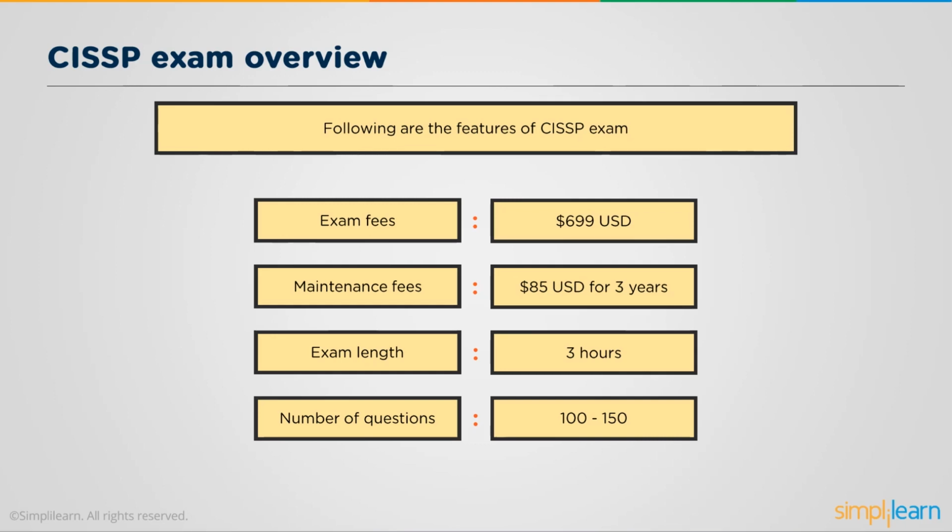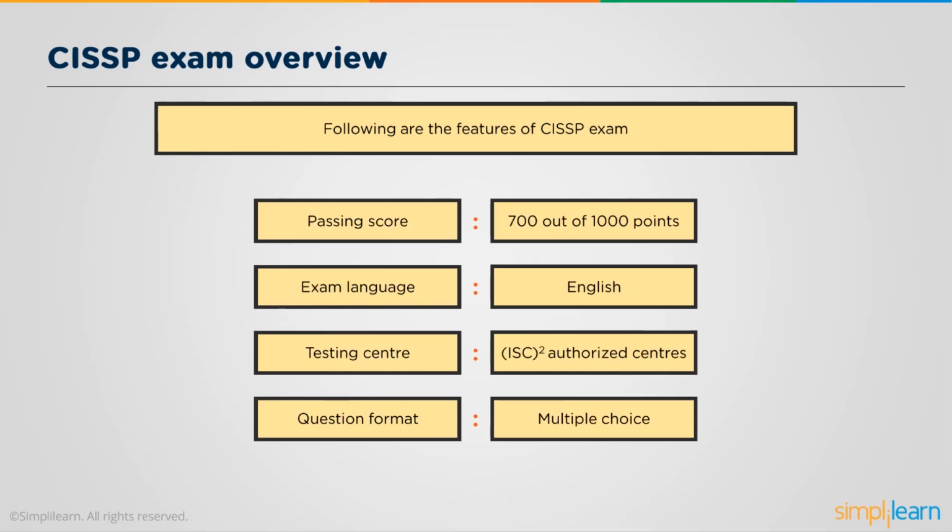So if you do the math, not much time for every question. It's just a minute and a half or less for each question. And the questions could be very descriptive, could be confusing. So you have to have your mental faculties really strong during the exam. The passing score is 700 out of a possible 1000 points. Exam language is English. Testing centers: there are ISC² authorized centers where you need to book that exam.